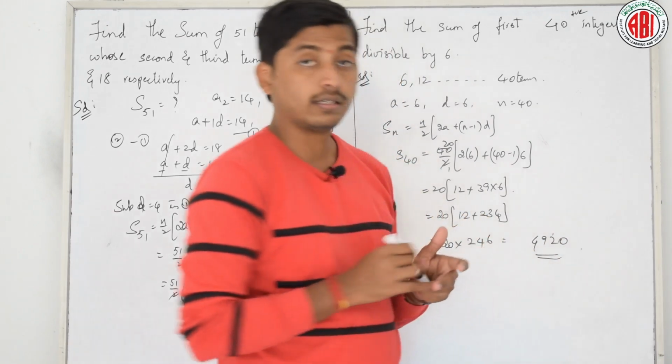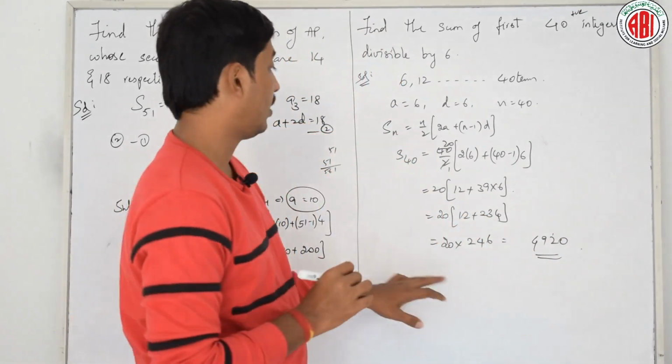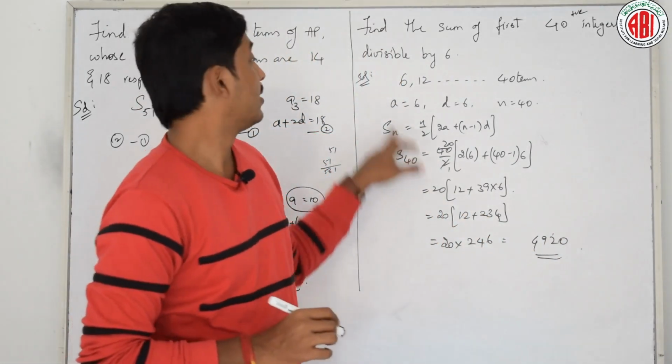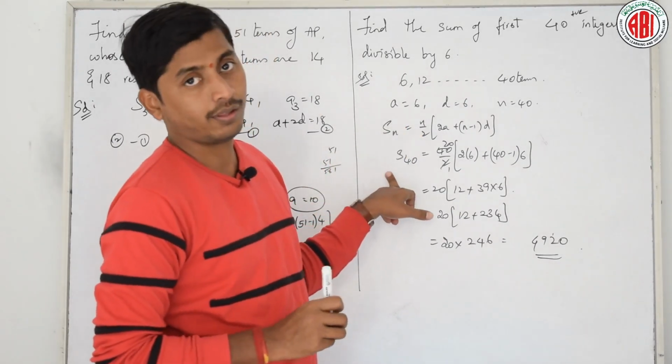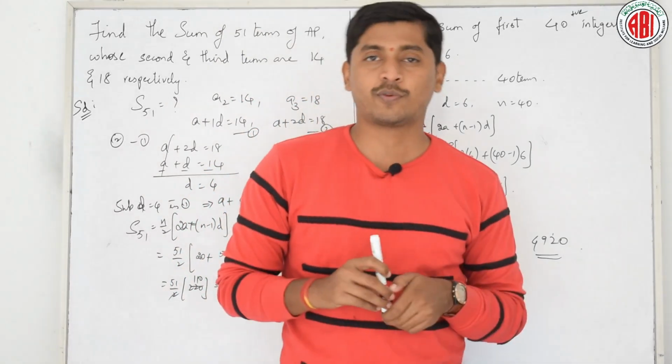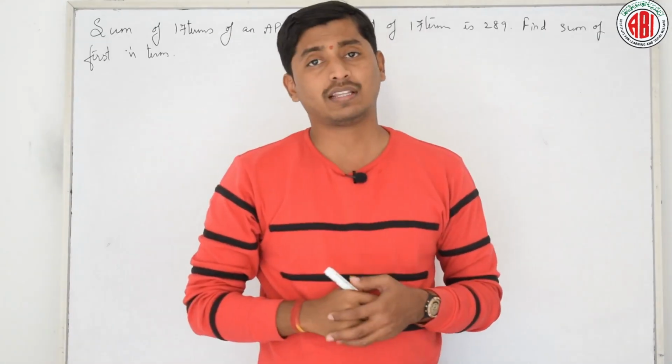Is it right? Did you understand? The only thing that we have to remember is the 6 table and the sum of n terms formula. Okay. Shall we do the next problem? Let's do it. Look at the next question here.